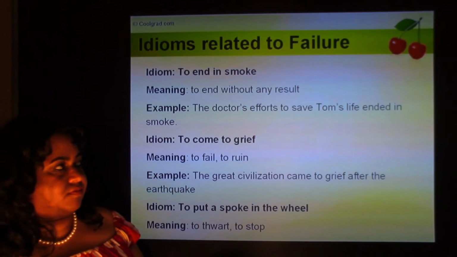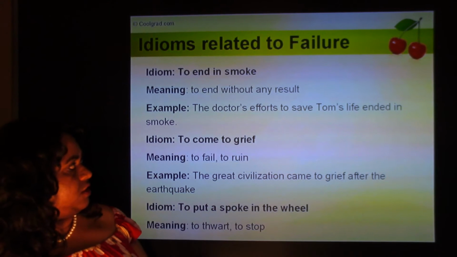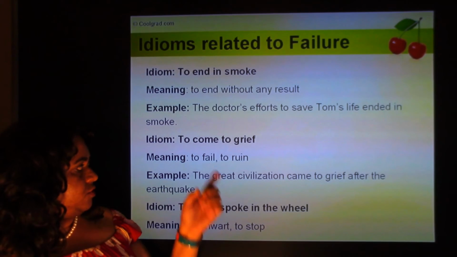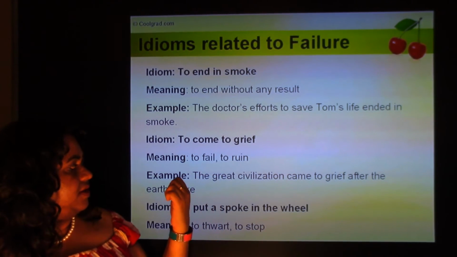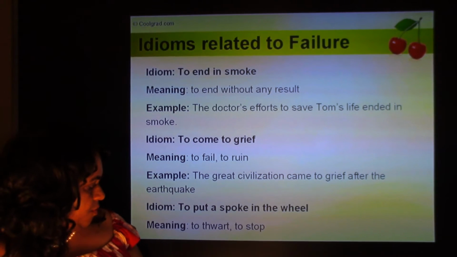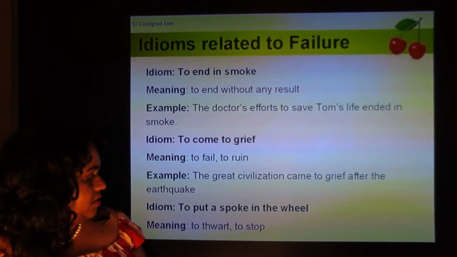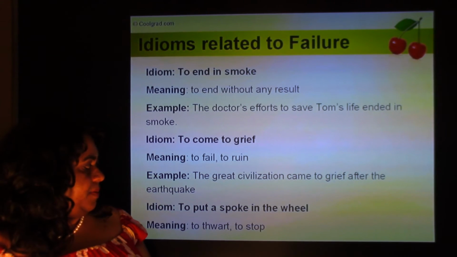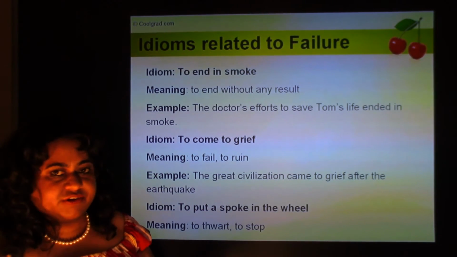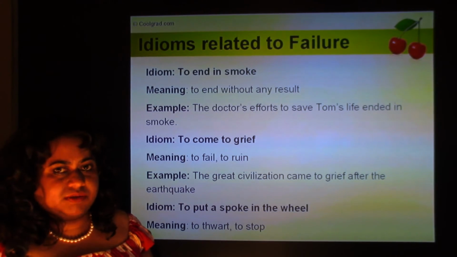Idioms related to failure. To end in smoke. To end without any result. The doctor's efforts to save Tom's life ended in smoke. To come to grief means to fail, to ruin. The great civilization came to grief after the earthquake. Idiom to put a spoke in the wheel means to thwart or to stop. So, like for example, the mother put a spoke in the wheel of her son's plans to elope with the girl, something like that.